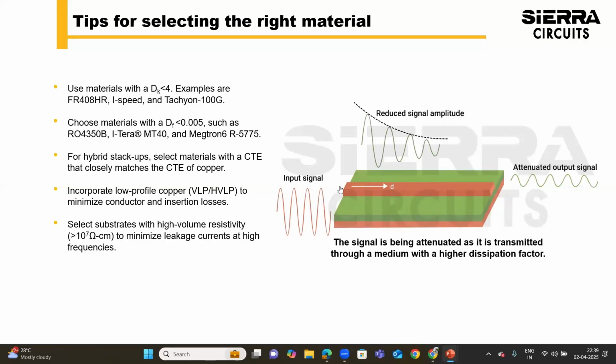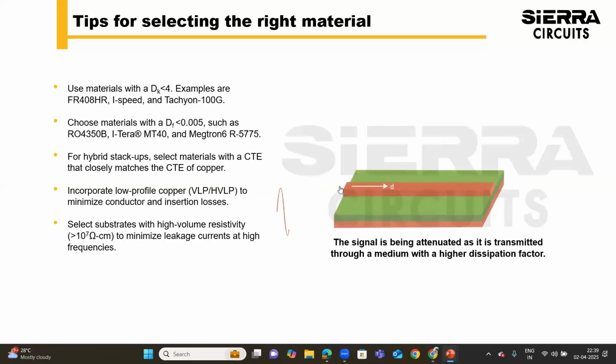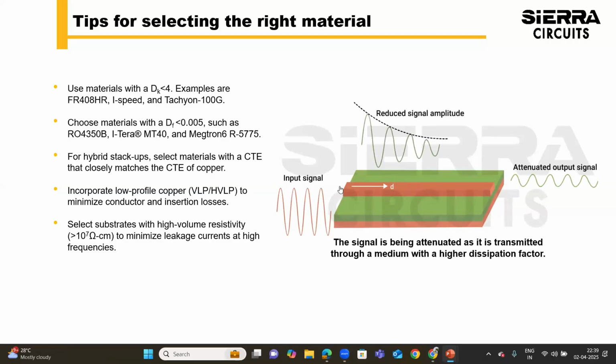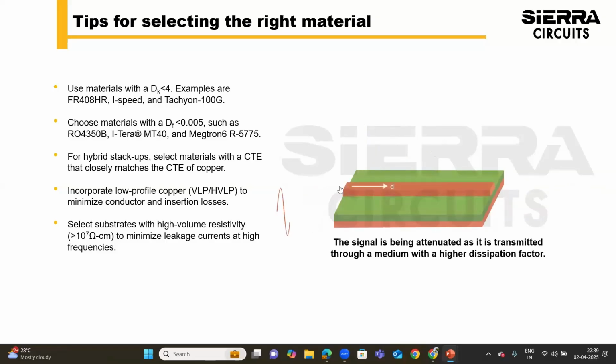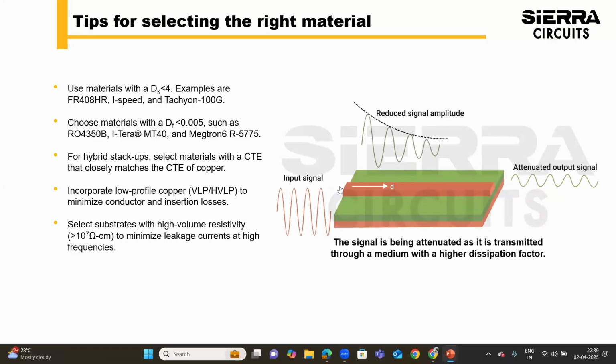You can use low profile copper such as VLP and HVLP to minimize conductor and insertion losses. Also choose substrates with high volume resistivity greater than 10 to the power 7 ohm centimeter to minimize leakage currents and energy loss at high frequencies.